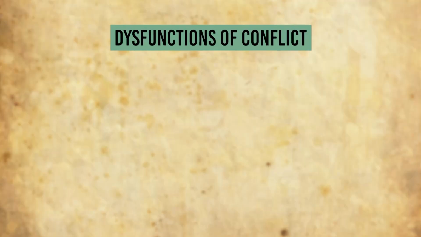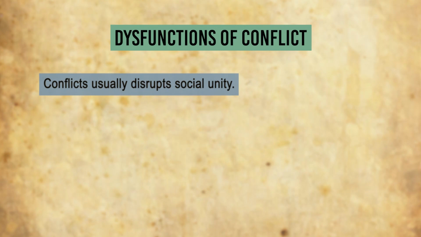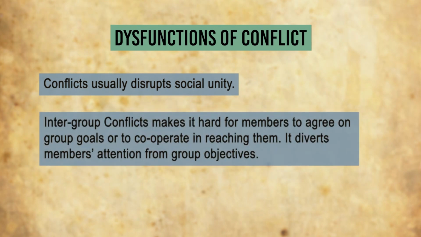Now, there are certain negative functions which we call dysfunctions of conflict. So conflicts usually disrupt social unity. Secondly, intergroup conflicts make it hard for members to agree on group goals or to cooperate in reaching them.